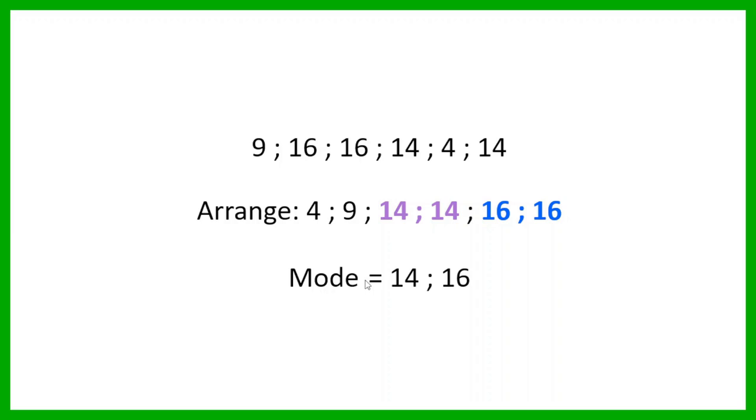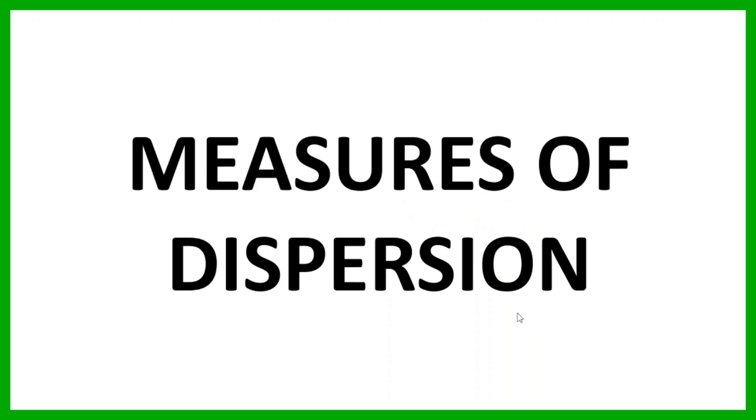Right, so that's the measures of central tendency. We've got the mean, which is the average, we've got the median, which is the middle, and we've got the mode, which is the most frequent, the one that appears the most. Okay, the next thing we're going to look at is the measures of dispersion.